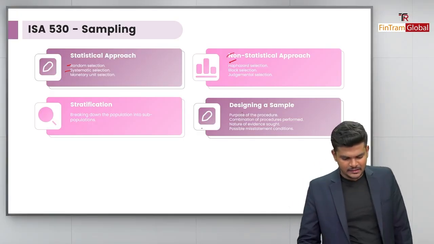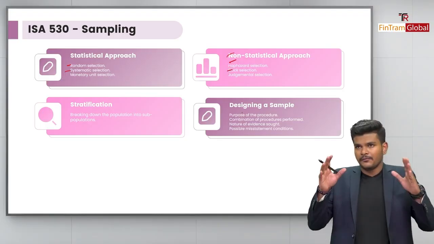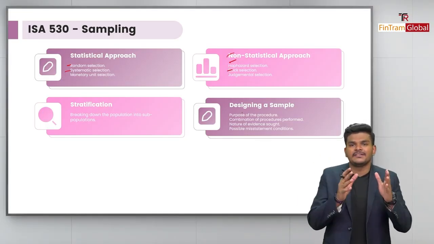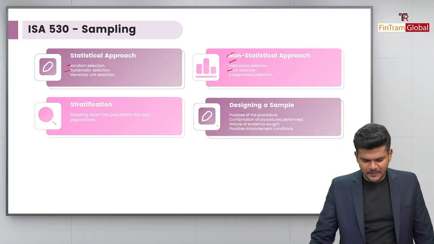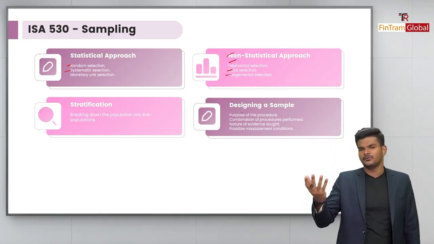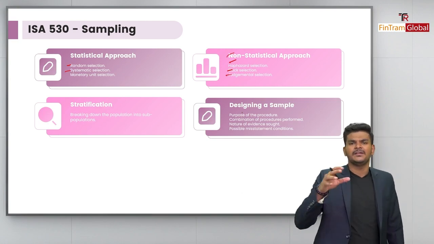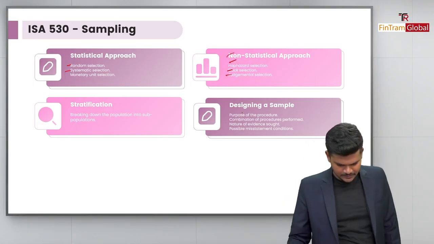Block selection is when we categorize or divide the population into certain blocks and then select a sample from each block. That's basically the idea. And then judgmental selection, as we all know, we use our judgment to identify, hey, what would be the most risky item, or what would be the most representative sample, and then we choose it based on our own judgment. Okay, folks. So that's basically the idea.